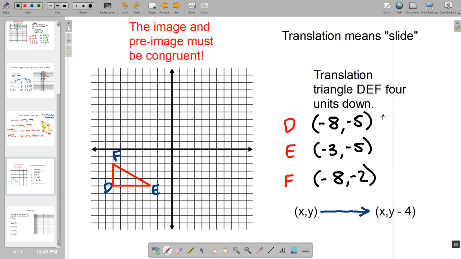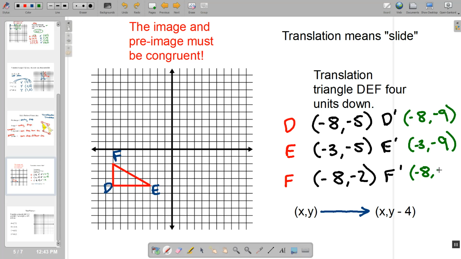Now, before we actually do the graphing, we can find what the ordered pairs should be by using our coordinate map on the bottom, because our x value should stay the same. So that's -8, -3, and -8 again. And then our y value should decrease by 4. So 4 below -5 is -9. -9 again. And 4 below -2 is -6. So we actually know the coordinates for triangle D prime, E prime, F prime.